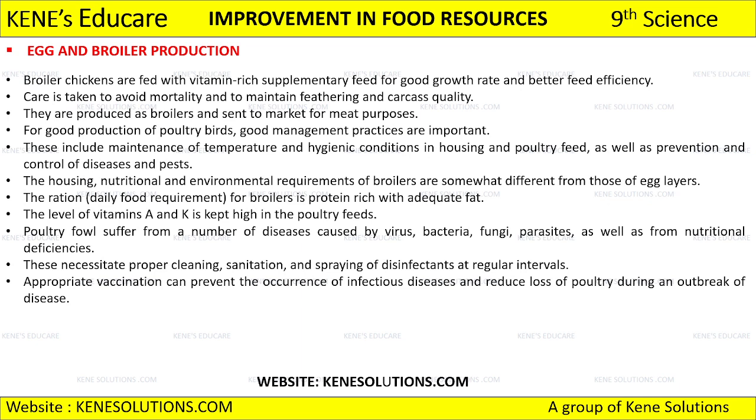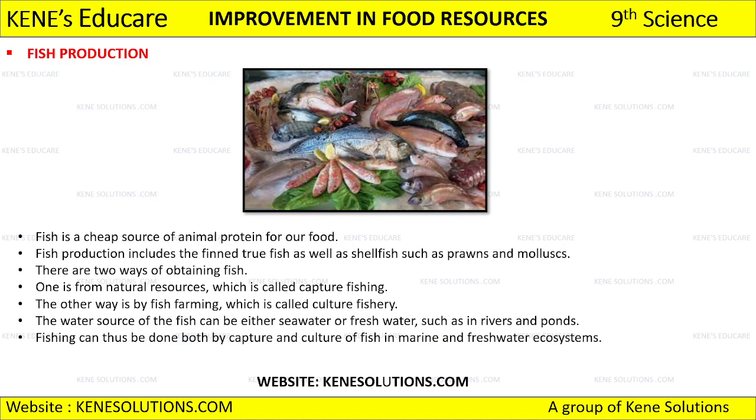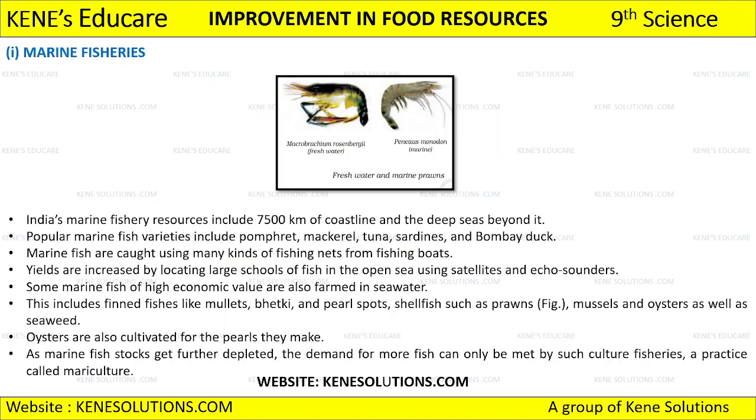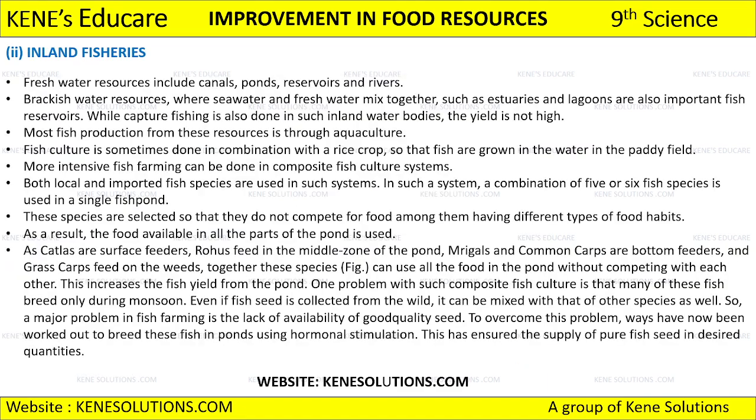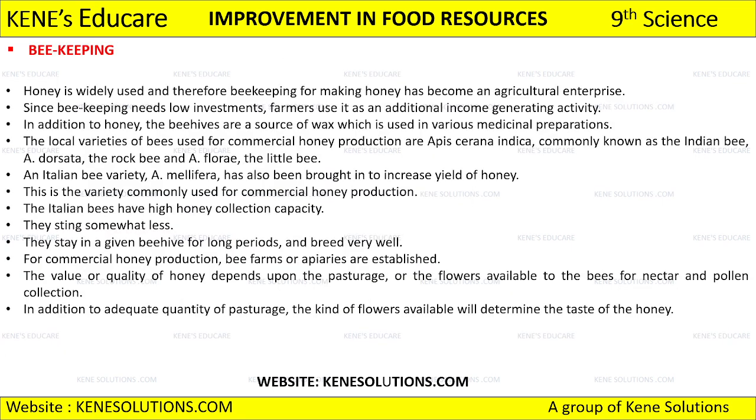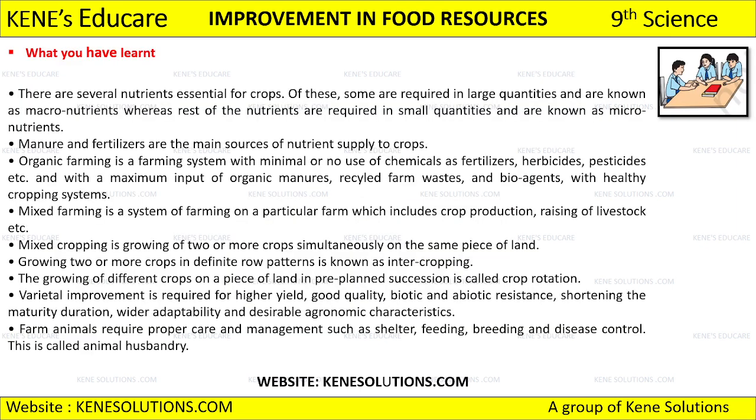Then after poultry farming, under that we have egg and broiler production. After this we have fish production, which has marine fisheries and, the second one, inland fisheries. So we'll be discussing fisheries as well, marine and inland fisheries. And after that we will be discussing beekeeping as well. Okay, so we will discuss beekeeping, and after beekeeping we have the summary discussion to do in detail, and that is how we will end the lesson Improvement in Food Resources.